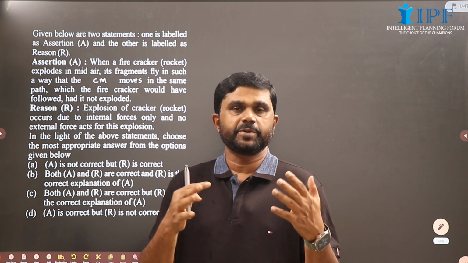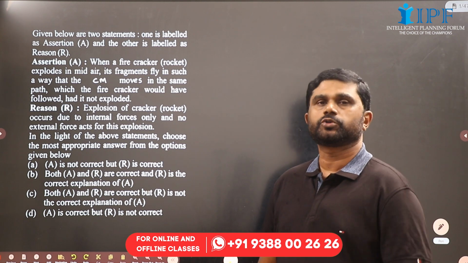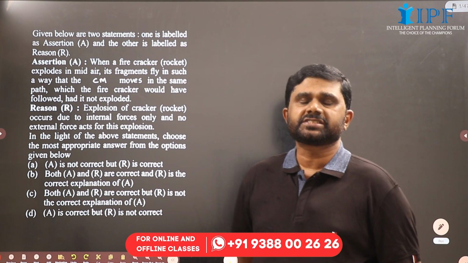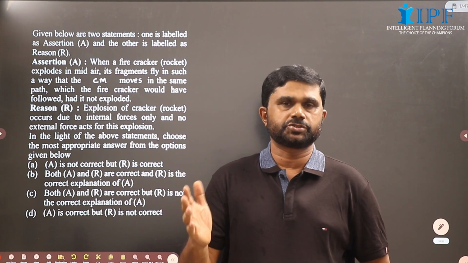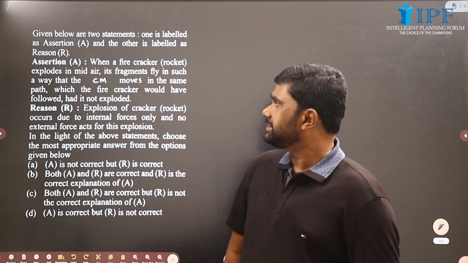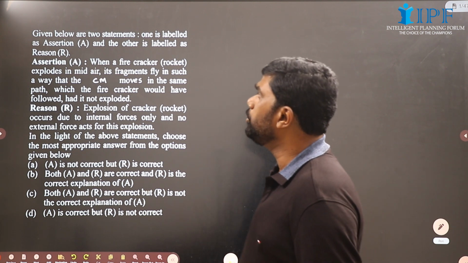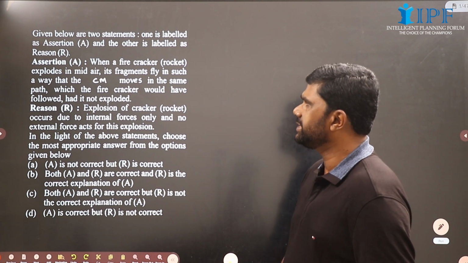Now let's discuss PYQs of NEET from the chapter Rotational Motion. We will discuss all the questions that appeared in past NEET papers and also AIPMT before that. And here is the first question. Given below are two statements, one labeled Assertion and the other Reason.